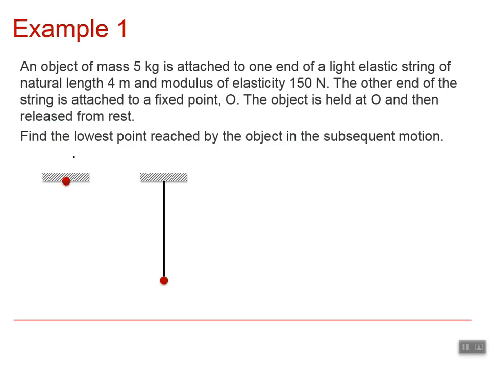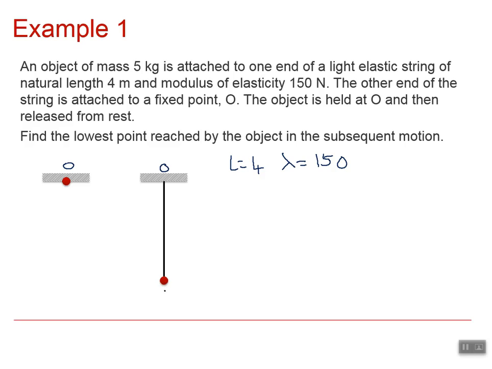We have an object of mass 5 kilograms attached to an end of an elastic string, natural length 4 meters and modulus of elasticity 150 newtons. The other end of the string is attached to this fixed point O. We hold the object here and then release it from rest. What we're interested in doing is finding the lowest point reached by the object in that motion.